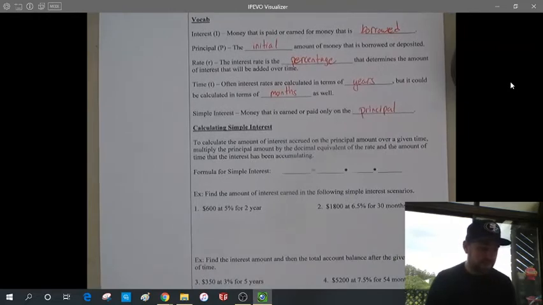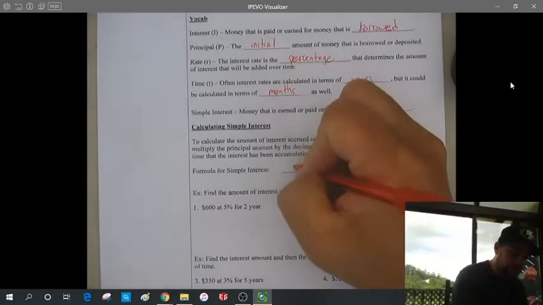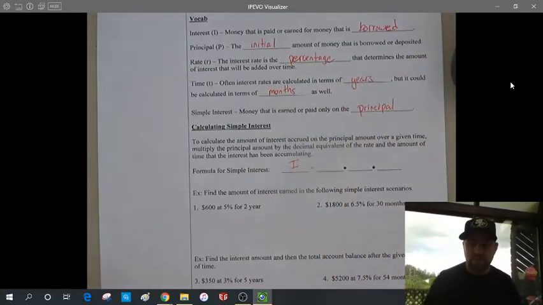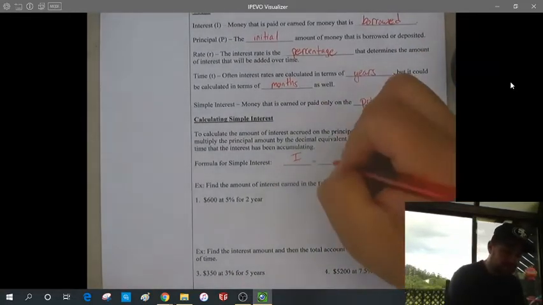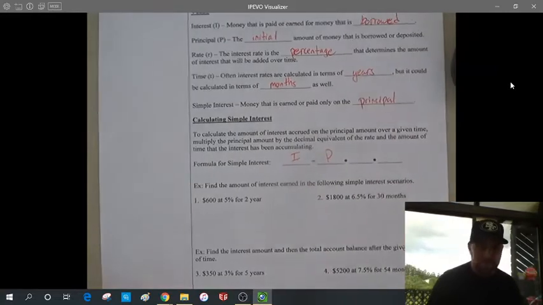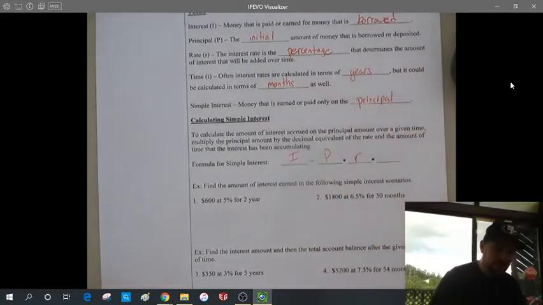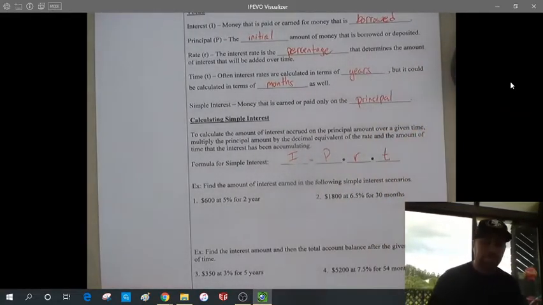So to calculate the amount of simple interest that is accrued on a principal amount over a given time, we're going to multiply the principal amount by the decimal equivalent of the rate and the amount of time that the interest rate has been accumulating. So in terms of a formula, it looks like I, which is the overall amount of interest, is equal to the principal amount times the rate times time.